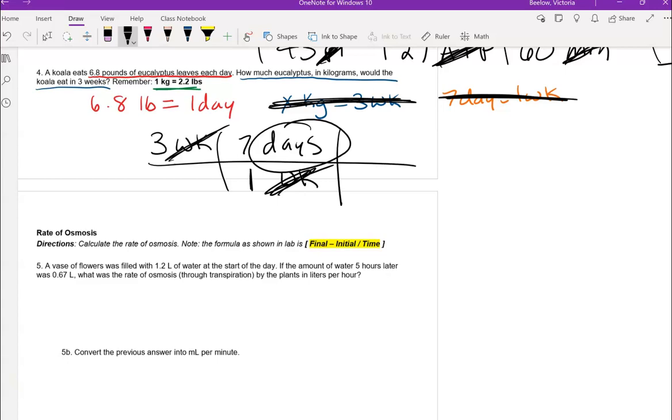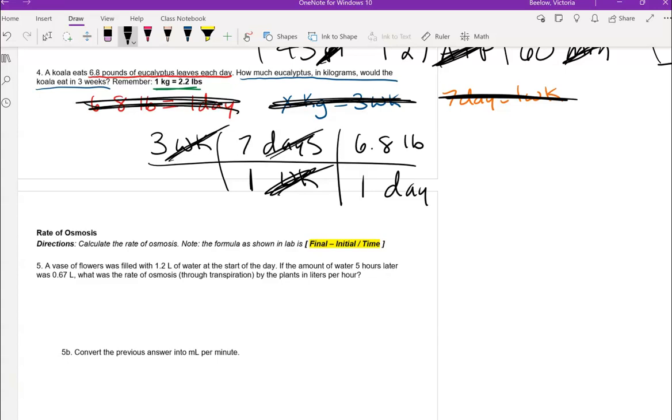Okay, again, days are here. Days must go in the bottom here. And I'm looking at my options. I see 1 day here, so I'm going to write 1 day. Day or days, they're both units for day. And then that is equal to 6.8 pounds. And days will cancel. But again, I want my answer in kilograms, so I have to do one more step.